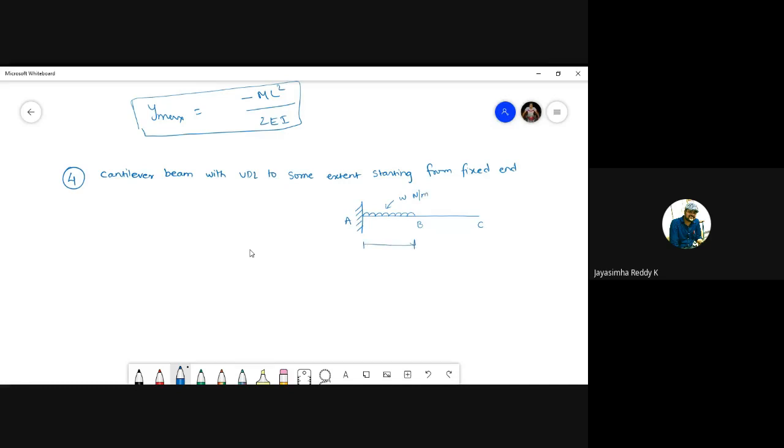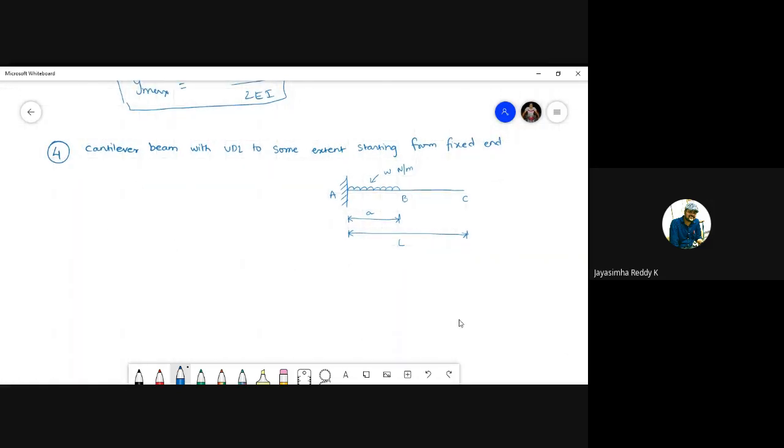So let us say this distance is small a, and the length of the beam is L. So we have this kind of load. If you have this kind of load, how do you write slope and deflection? That is what we are looking into, students.